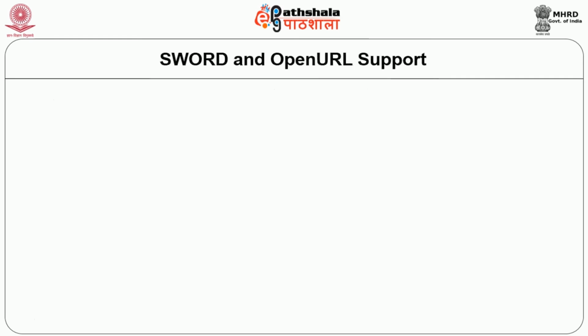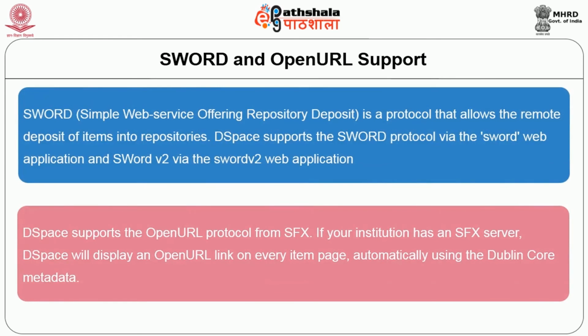SWORD and OpenURL. These are technical, simple web services offering repository deposit. SWORD is a protocol that allows the remote deposit of items into a repository. DSpace supports the SWORD protocol via a SWORD application, and right now a SWORD version 2 web application is there. DSpace also supports OpenURL, and you have a lot of options to customize. Our module is getting over now.